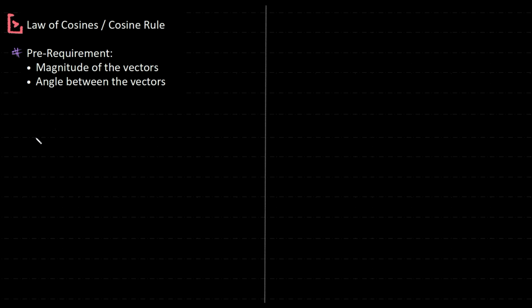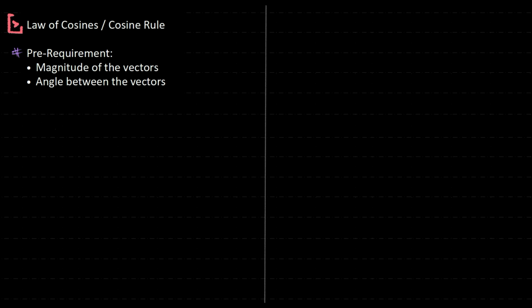We have understood till now how to find the resultant vector using the graphical method. Now let's start off with our analytical method. To begin with, we have something called the cosine rule. The prerequisite for this is the magnitude of a vector and the angle between them.